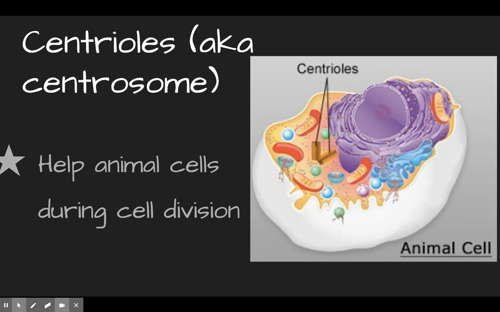So there's something called the centrioles. They may be referred to as a centrosome. They kind of look like these rod structures here, and they help animal cells during cell division. So once again, we are going to talk in depth about cell division later. I don't know if y'all have heard the term mitosis, but we are going to learn the ins and outs of mitosis, and the centrioles play a huge role in mitosis and cell division.